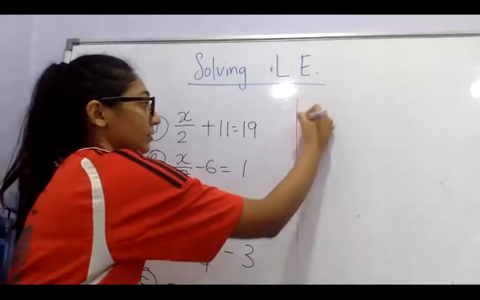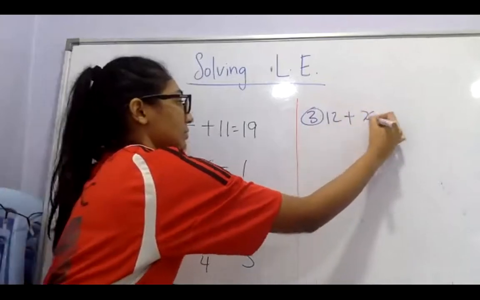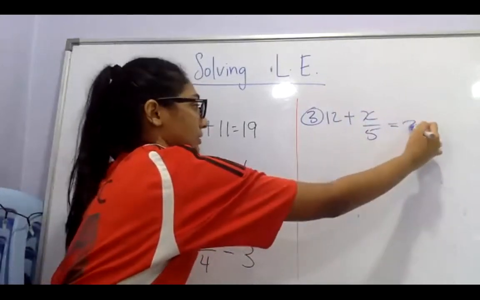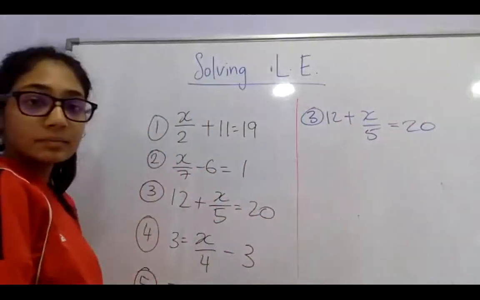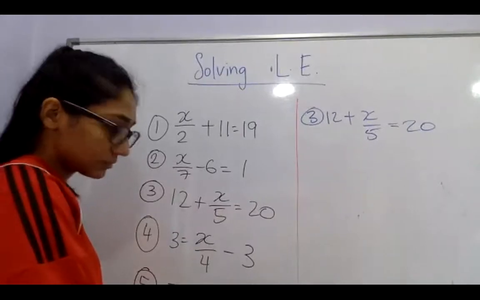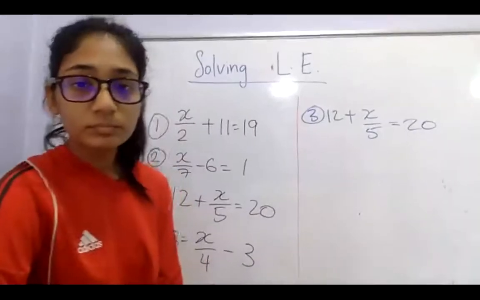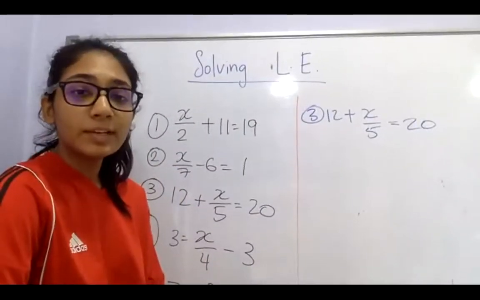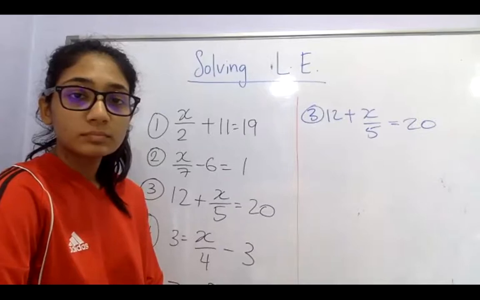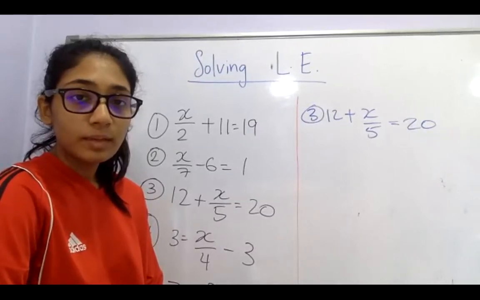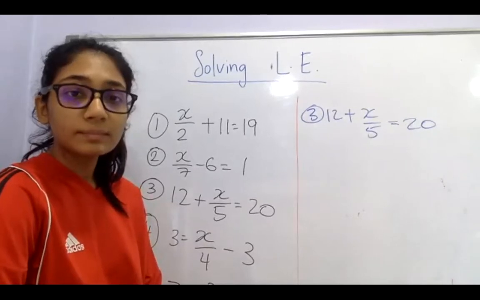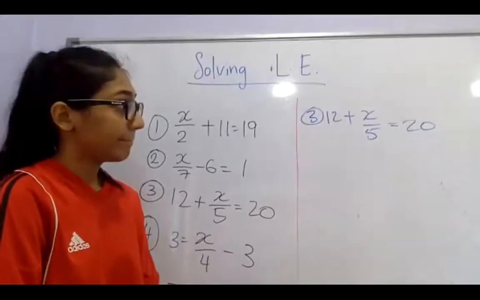12 plus x over 5 equals 20. Who wants to try? Anyone want to try? Don't be scared. If you're wrong, it's fine. Okay, sit down.